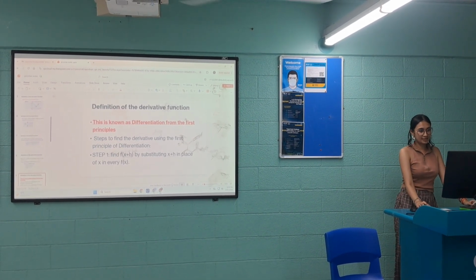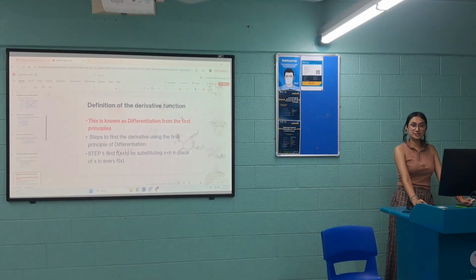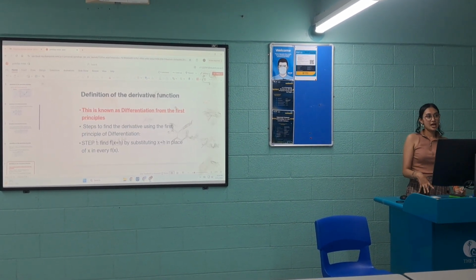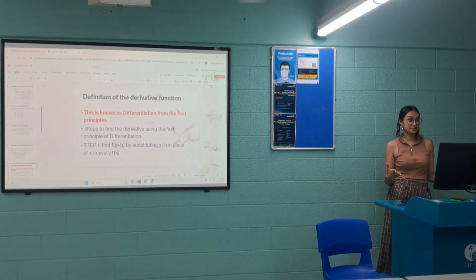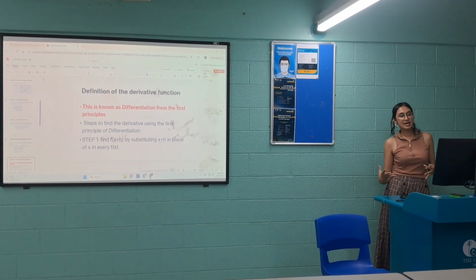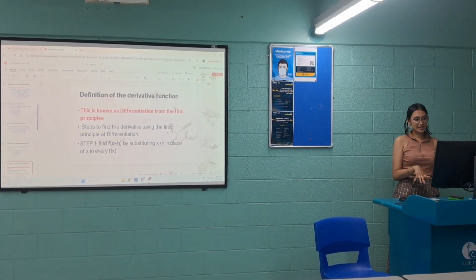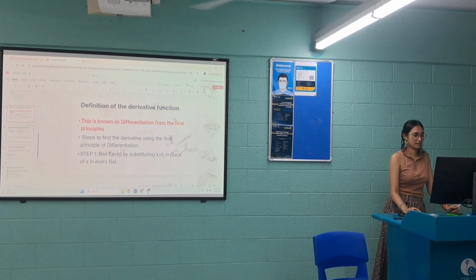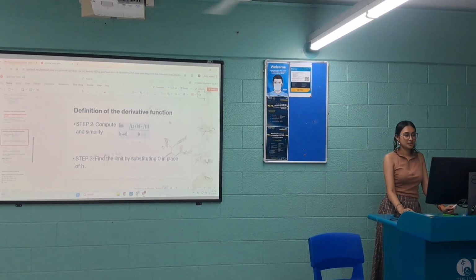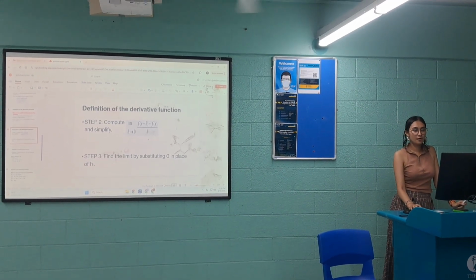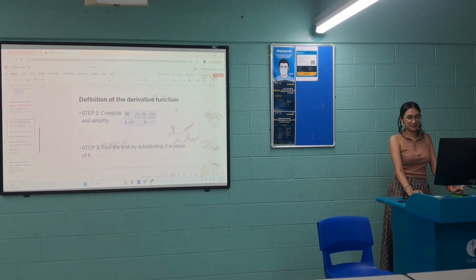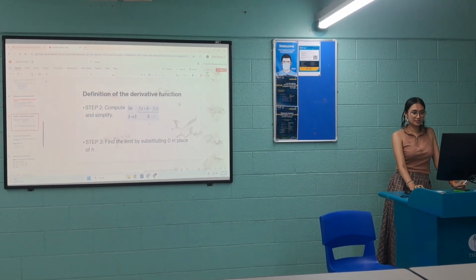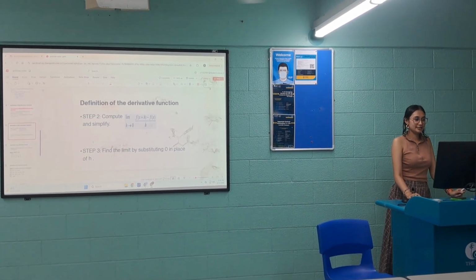So the steps to find the derivative using the first principle of differentiation. Step 1 is to find f of x plus h by substituting x plus h in place of x in every f of x. Step 2, we need to compute the formula we derived and simplify. Step 3, find the limit by substituting 0 in place of h.